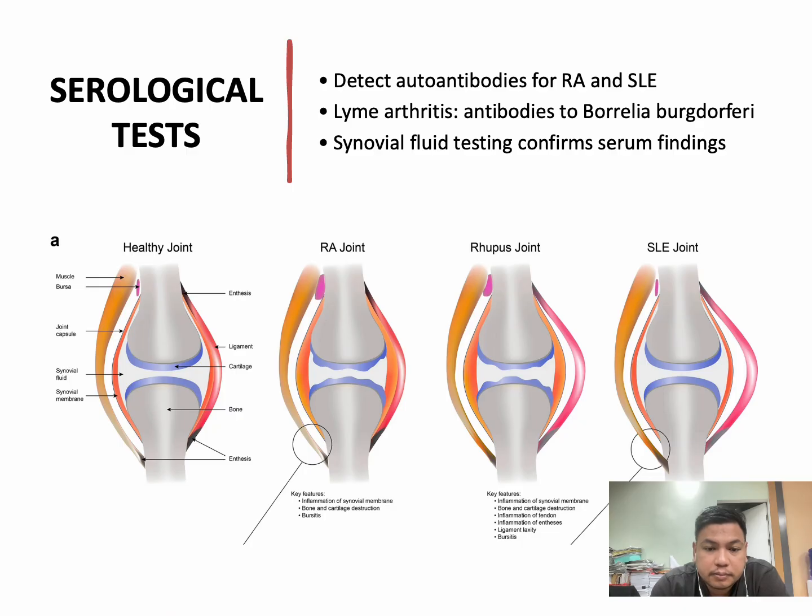Okay, so I'm going to show you a video of how rheumatoid arthritis and systemic lupus erythematosus may be similar and differ in some and most ways.